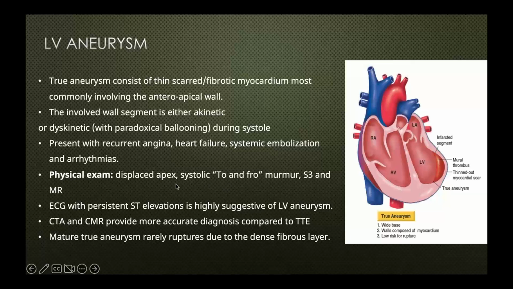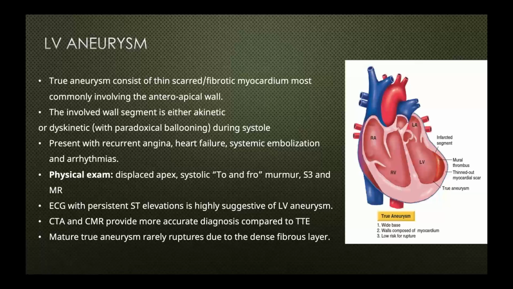The physical exam usually shows a displaced apex and a systolic to-and-fro murmur. They can have an S3 if they develop heart failure. They can also develop functional MR with the LV dilatation. As with our case, the ECG shows ST elevation that is persistent in an asymptomatic patient. So this is suggestive of an apical aneurysm. Other imaging modalities provide better diagnosis and visualization of the aneurysm itself.